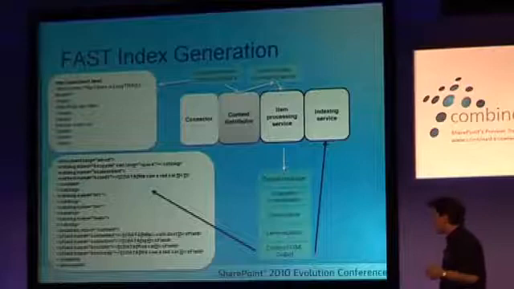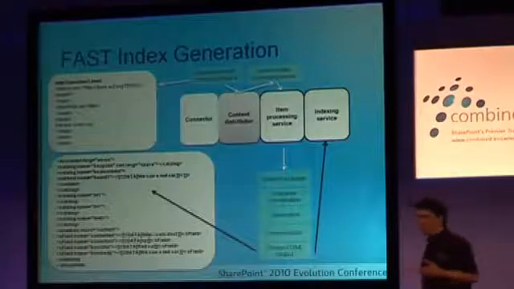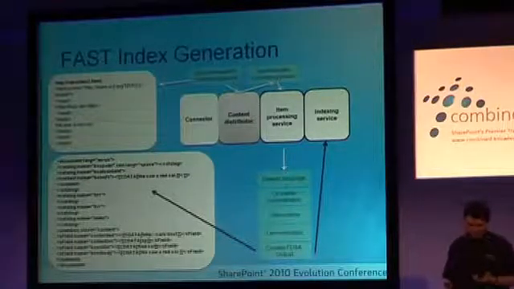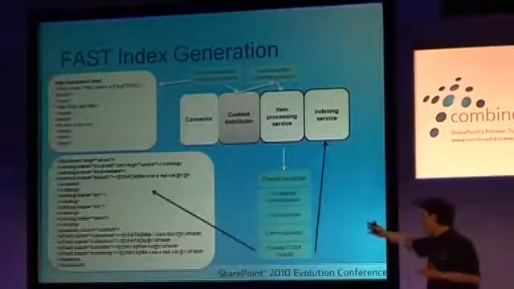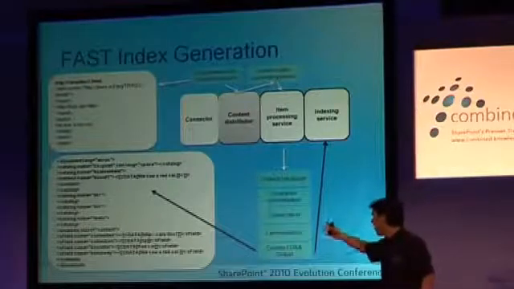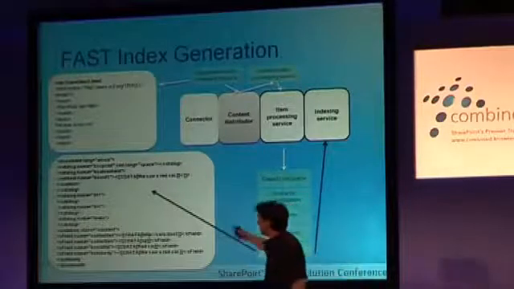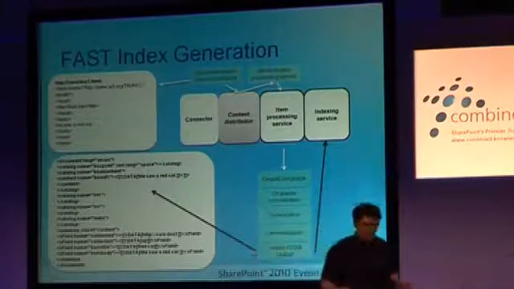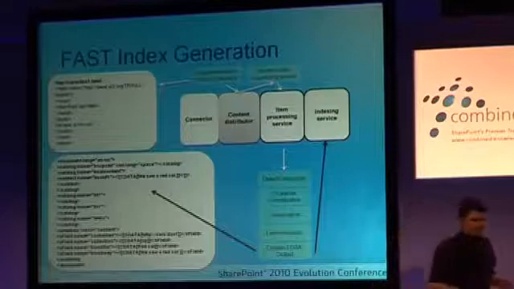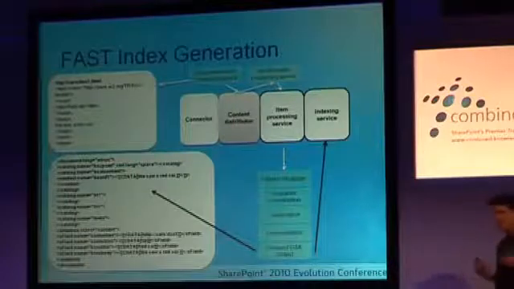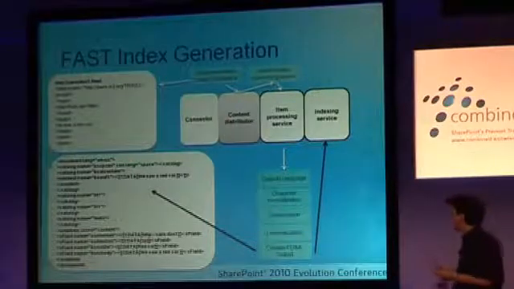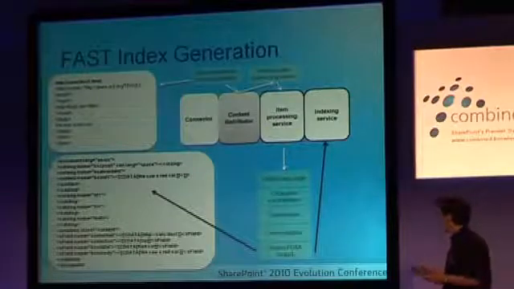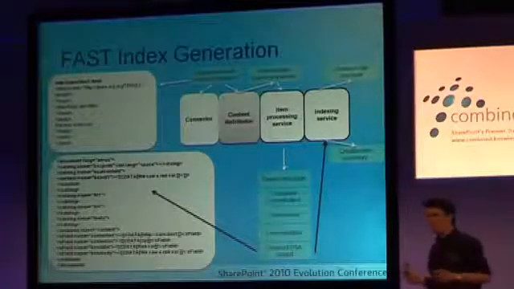We then create something called FIXML, which is Fast Index XML. What this is actually doing, and you can see here the FIXML output based upon the original piece of content that was accessed, the whole point of this is that we normalize and neutralize the information before it actually goes to the indexing service and ultimately ends up within the index.